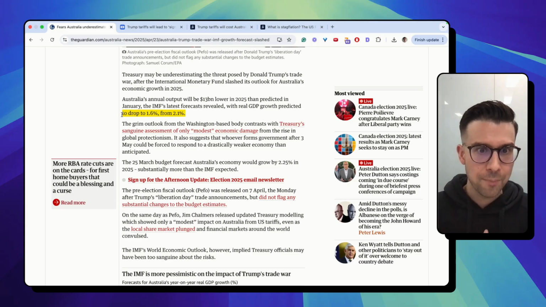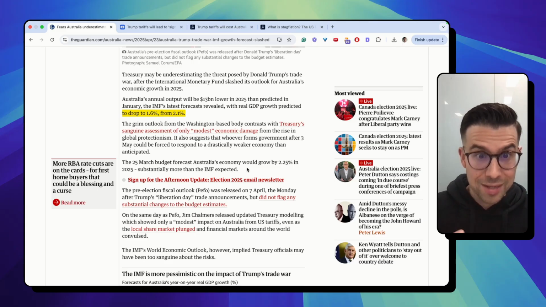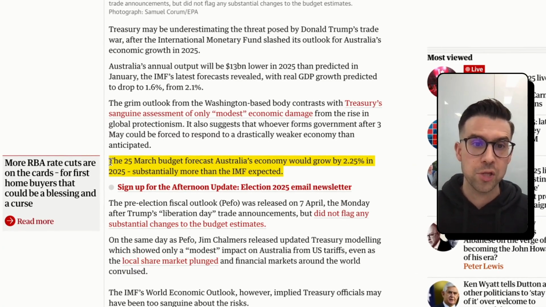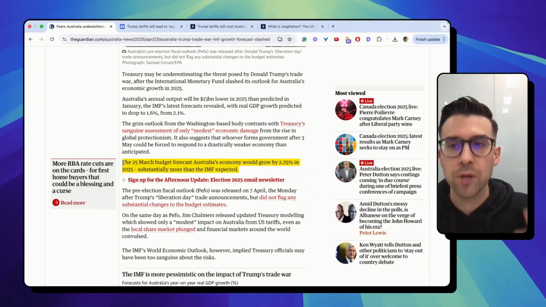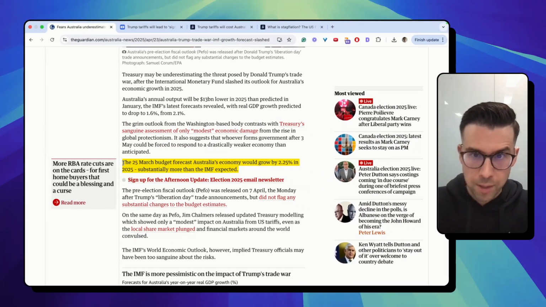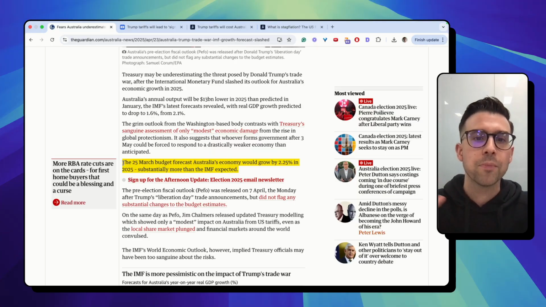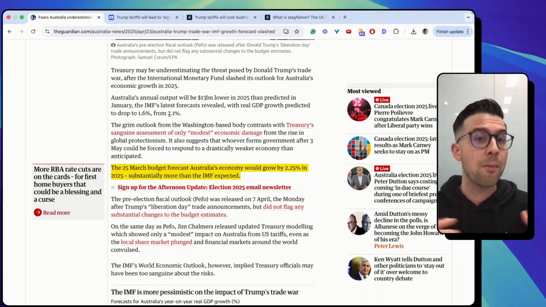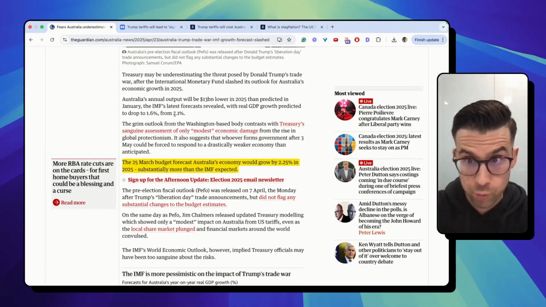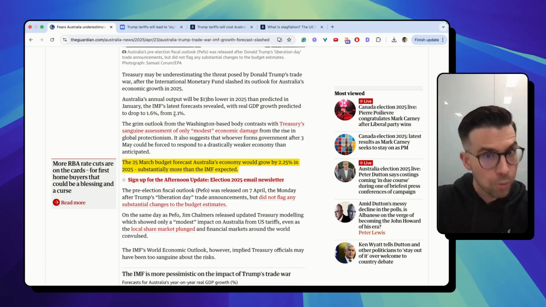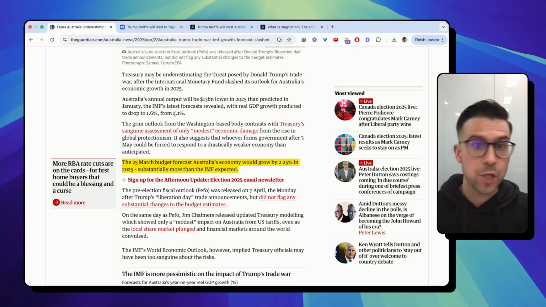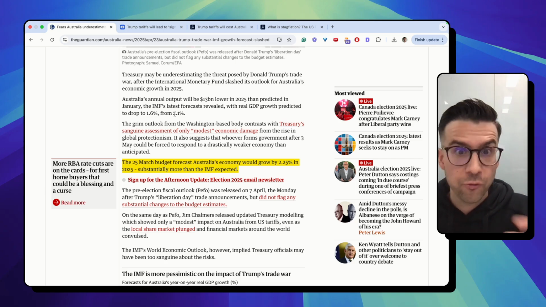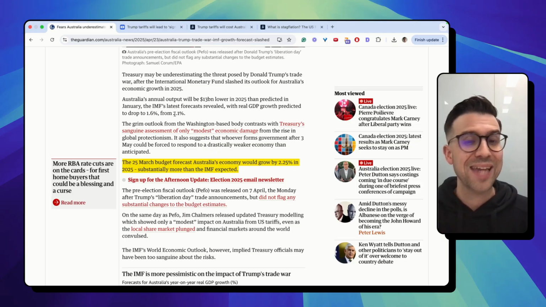Now, note the March budget forecast that the Australian Labor government have forecast coming into this election. Obviously they need to win for this to become the budget. But they used a forecast of 2.25%. Now, note that 2.25 was already rosier than what the IMF had in January, pre-tariffs being implemented. And you can see now that it's still well above, 2.25 versus 1.6. There's a bit of a gap there.